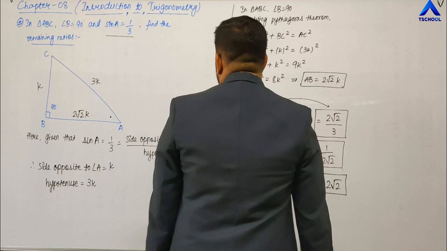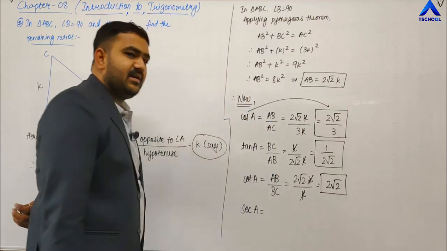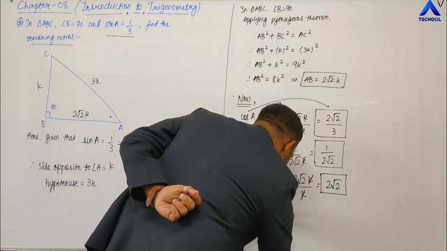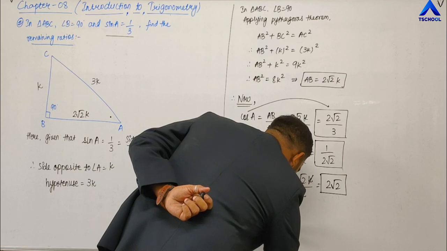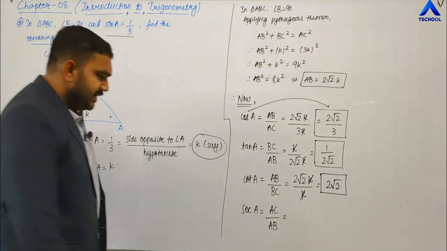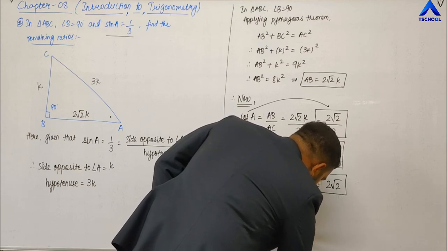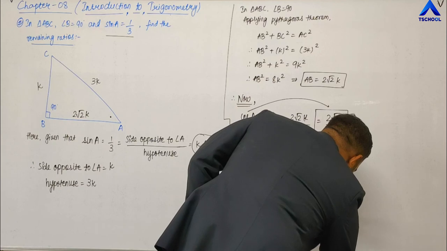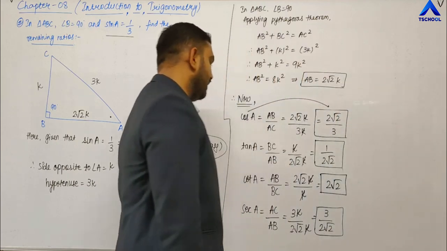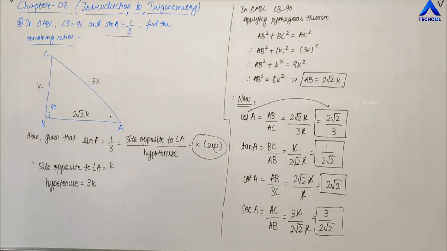The fourth one that we require is sec A. Again, what is sec A? Hypotenuse upon side adjacent to angle A. So what is hypotenuse here? AC upon side adjacent, that is AB. Okay, so AC, what is AC? 3K, and AB is 2 root 2 K. So 3K upon 2 root 2 K, K and K are cancelled, and that is equal to 3 upon 2 root 2. So we got our fourth ratio, that is sec A is equal to 3 upon 2 root 2.